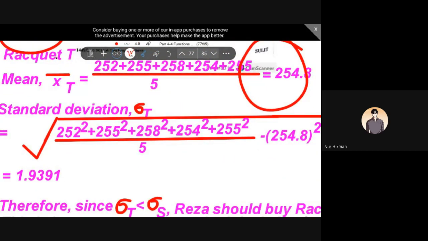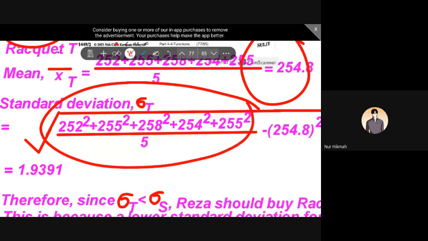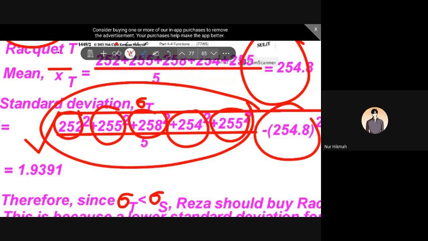Coincidence lah. And then kamu guna formula yang sama. Kamu kena rujuk kat table untuk dapat semua data ni. Tahu? Okay. Then minus mean square. Kamu akan dapat yang ni.